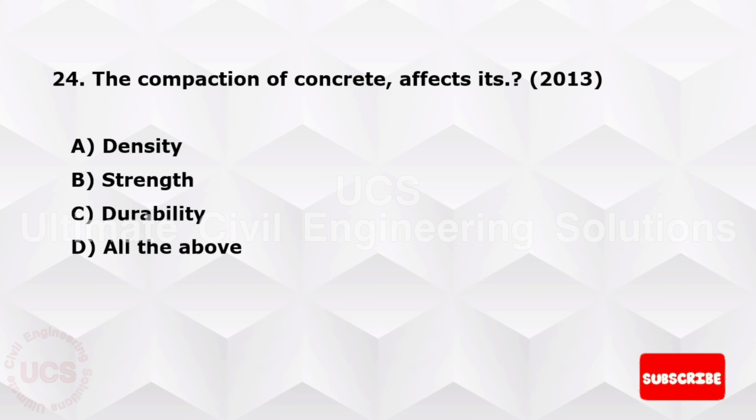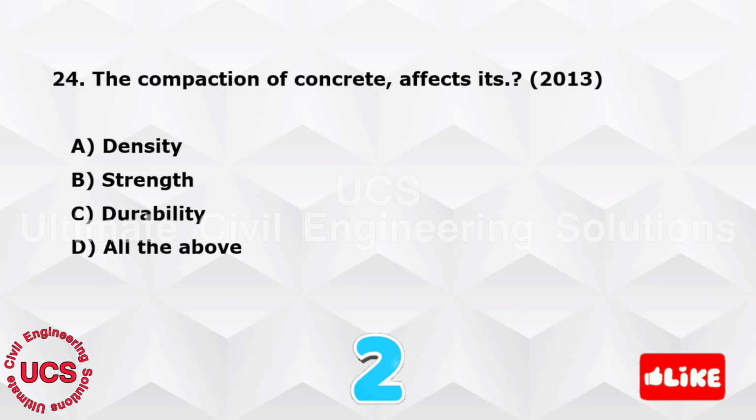Next question. The compaction of concrete affects its. Options are option A density, option B strength, option C durability, option D all the above. Answer is option D, all the above.